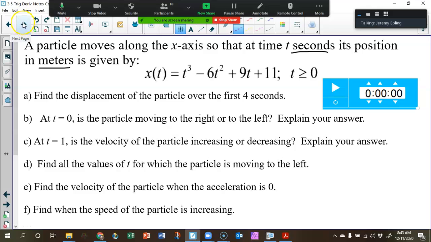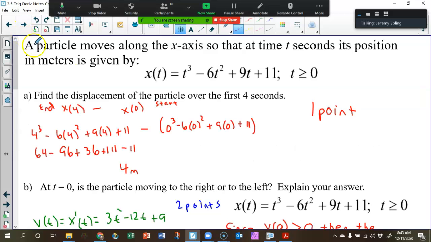Okay, so part A. Part A is worth 2 points. Find the displacement of the particle over the first 4 seconds. So displacement, just how much movement do we have and what direction is it? So I need to know my position at 4 seconds, so x of 4. I need to know my position on the number line when t is 0. Where did I start? And I want to subtract the values between those, or if you want to draw out your picture, that's just fine as well. And we've moved 4 meters to the right.